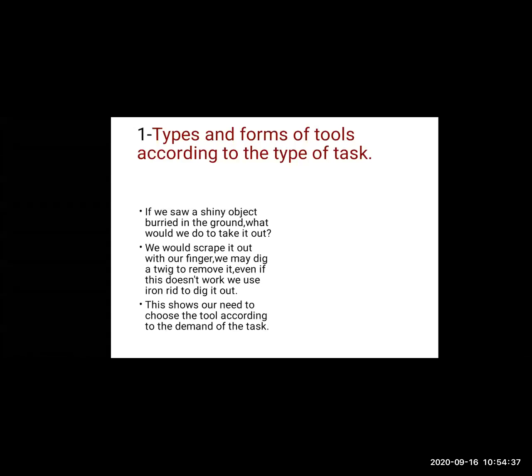And even if that doesn't work, what will you do? You will take an iron rod, place it under the soil, and start digging with the help of that iron rod to see what exactly that shiny material is. This shows our need to choose the tool according to the demand of the task. It shows the type of tools we are using to remove that object.